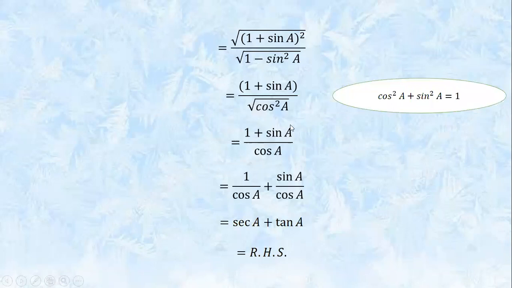Now let us split the numerator: 1 by cos A plus sin A by cos A. 1 by cos A is sec A. Sin A by cos A is tan A, which is our RHS, and thus we have proved the question.